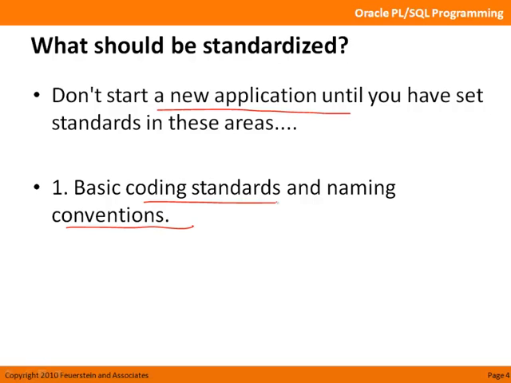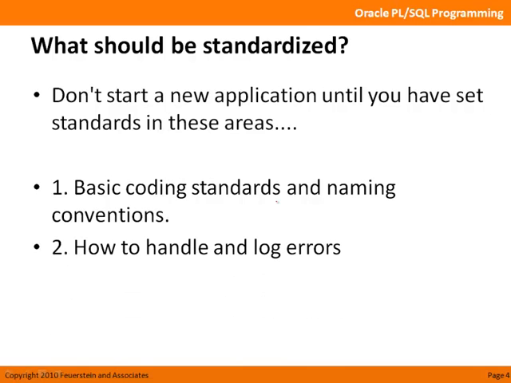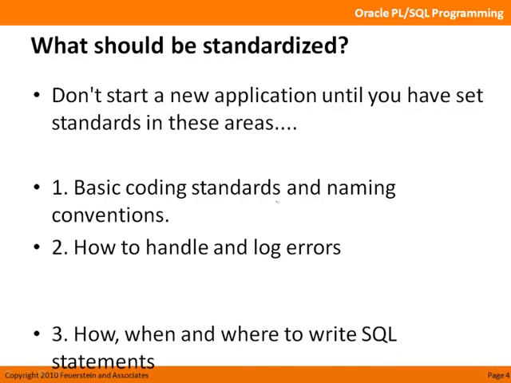It's not a big deal to decide how variables should be named, but there should be a decision made about things like that. Second, how to handle and log errors. When things go wrong, it's really important that all the information that's needed to figure out the problem is recorded and that we communicate errors properly to our end users.